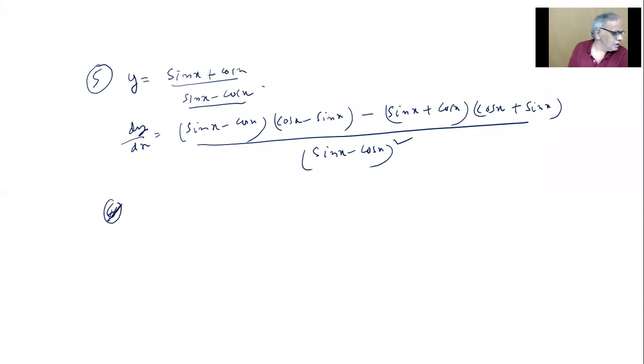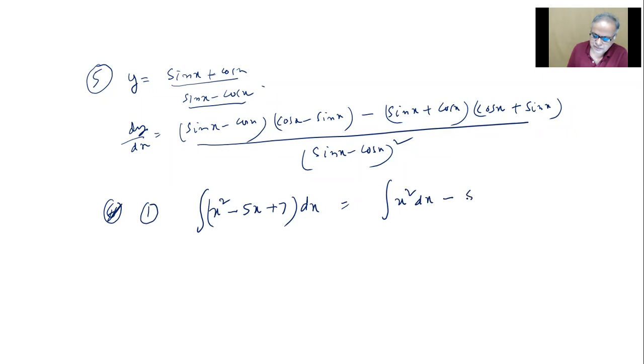Now, Vasista, you are talking about integration now, right? The third set is of integration. Come on. First one, x square minus 5x plus 7 dx. First do this: x square dx minus 5x dx plus 7 dx, you do it like this.